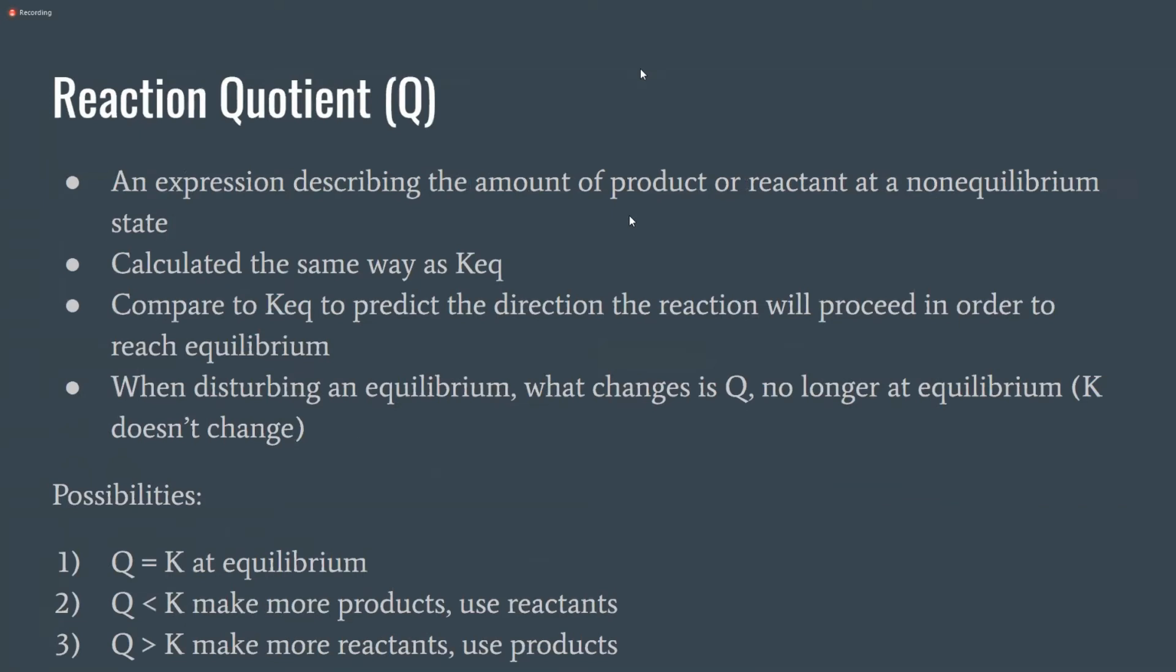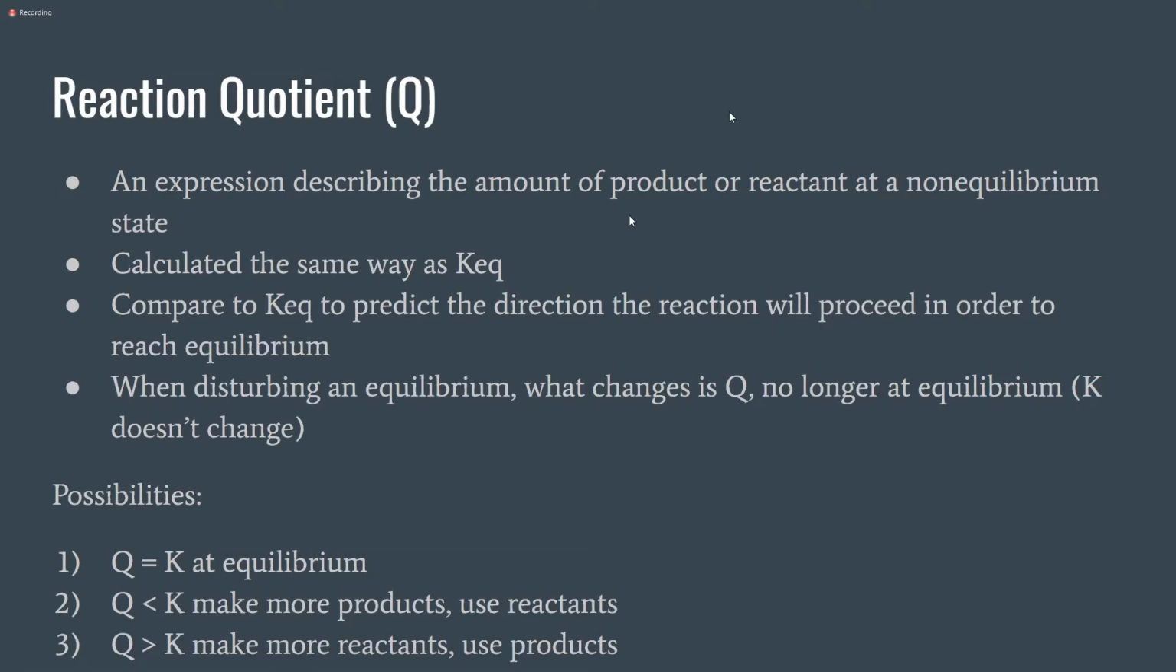The next thing is the reaction quotient. This is an expression describing the amount of product or reactant at a non-equilibrium state. At any time, you can find the Q, but to get to K equilibrium, you have to be at equilibrium. And this is calculated the same way as K equilibrium. So it's the concentration of products divided by the concentration of reactants. You can compare this number to K equilibrium to predict the direction the reaction will proceed in order to reach equilibrium.